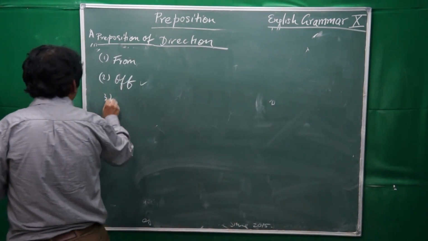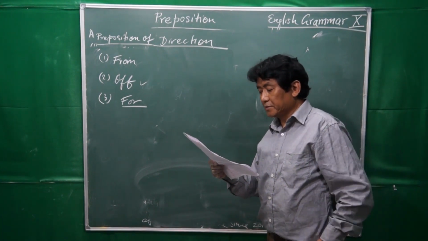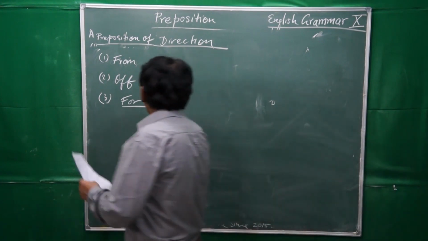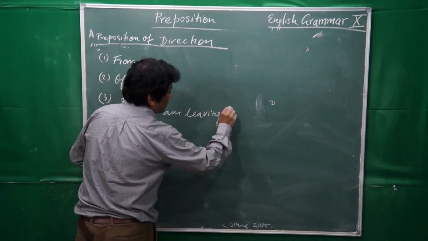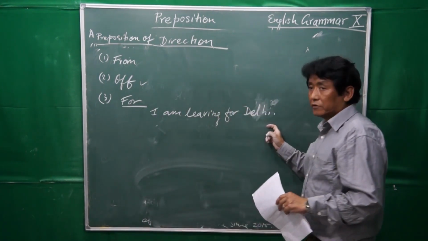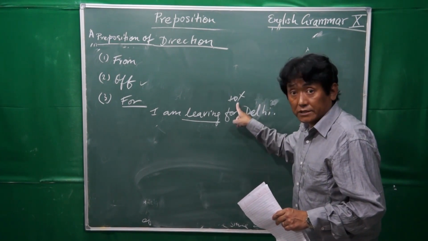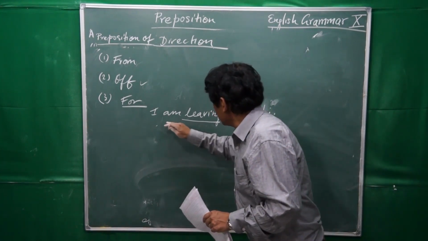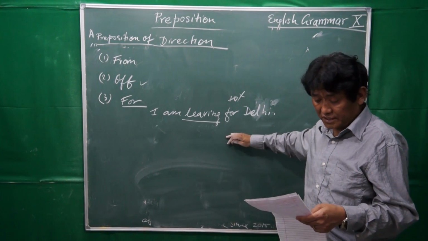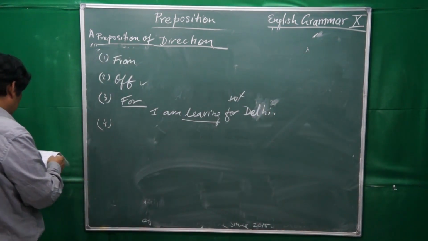All right? Now, we have number three, for. For is used to show direction only when the verb indicates the beginning of a movement. It's just like this: I am leaving for Delhi. That means I'm going for Delhi. You cannot write, I'm leaving to Delhi. That's wrong. That is used in a different context, a different sentence. Here I am leaving, leaving for what? Leaving for Delhi. This is how we can use for in a sentence. This is an example, and that is the movement. Leaving is your movement.